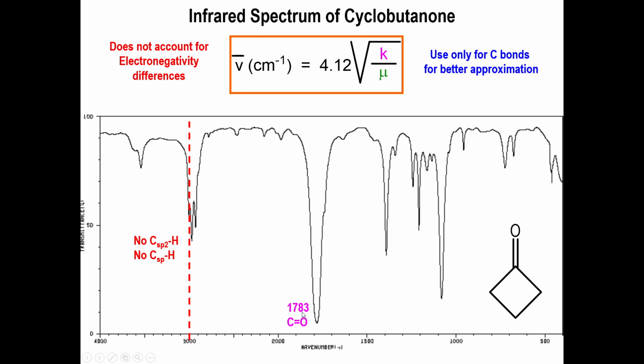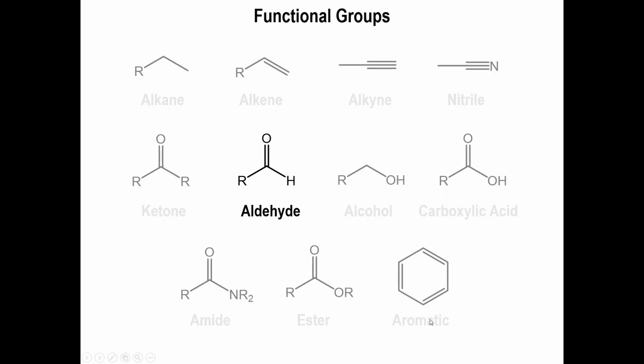40 inverse centimeters. This ultimately has to do with the hybridization of the carbonyl bonds in relation to the bond angle of the ring. If you are curious about that, I recommend that you take a look at some of the earlier videos on IR spectroscopy that I posted.